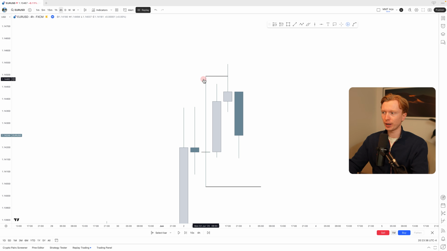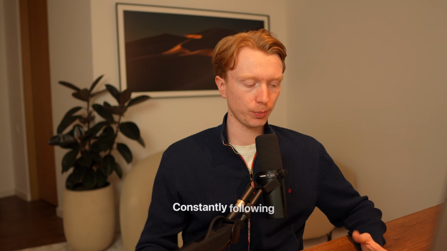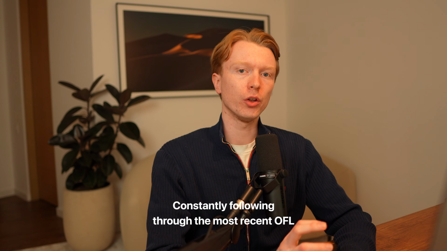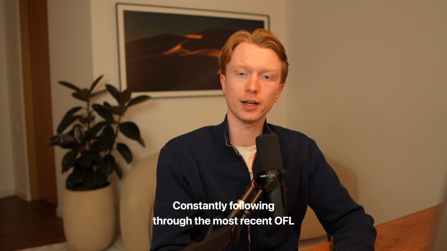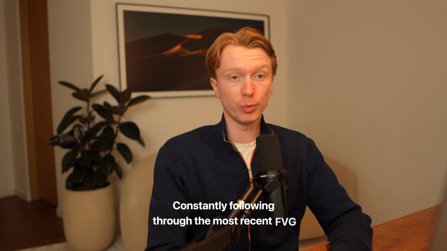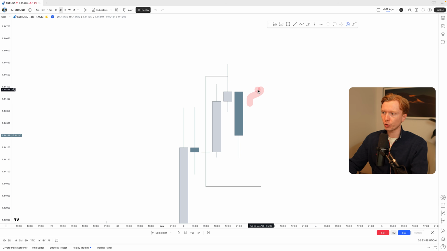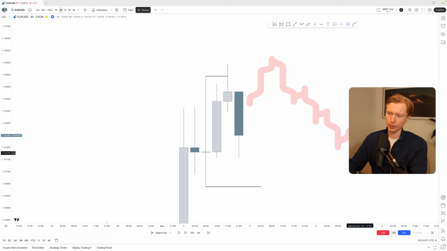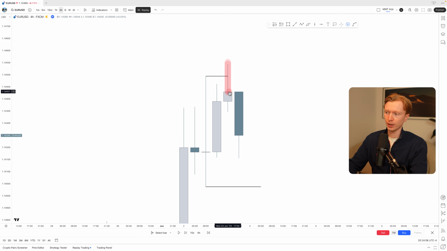Now, on the 4-hour time frame right here, we see that when we reach that swing high, we create this respect candle. When we create that respect candle, all we are essentially assuming that price is doing is constantly following through on the most recent order flow lags that it has been creating, like we talked about, the most recent fair value gaps. So when we create a reversal right there on the lower time frame, then we expect these fair value gaps to follow through. So this right here is a reversal. So when we have a respect candle, in this case a bearish one, that means we expect the next candle to potentially continue lower right there.